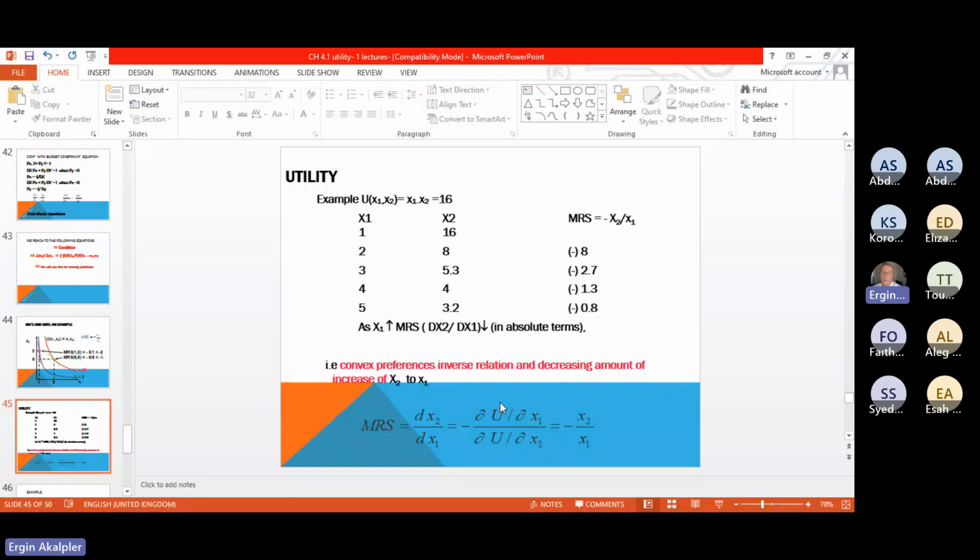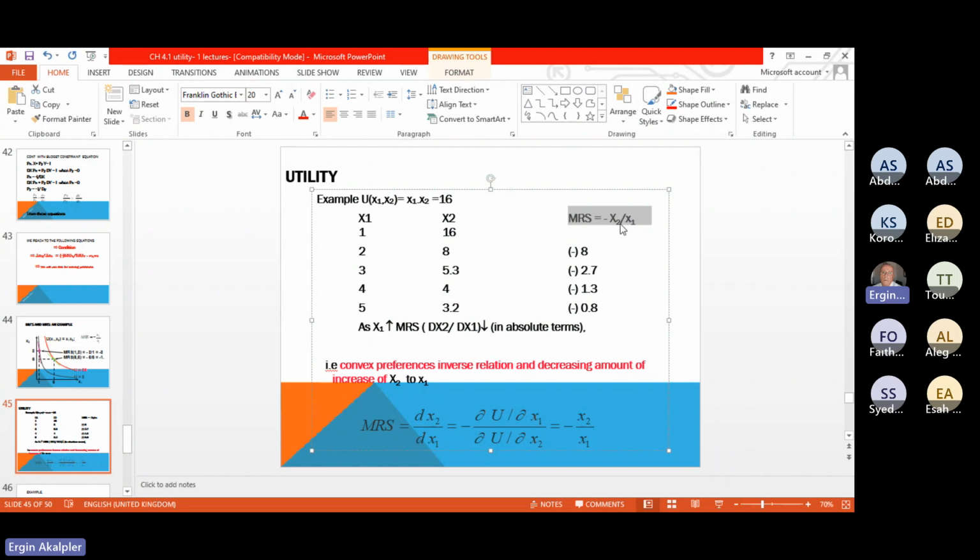Then x1, x2, as it is given here, as you see, x1 here, x2 here. Then you have the numbers 1, 2, 3, 4, 5, and here 16, 8, 5.3, 4, and 3.2. Then the marginal rate of substitution, when you are going to put again this equation, is given here as minus x2 over x1. You're going to get 8, 2.7, 1.3, 0.8. Did you get it? You're going to put this minus x2, 16 over 1 is 16, 16 over 2. When you do this, it is going to be 8.